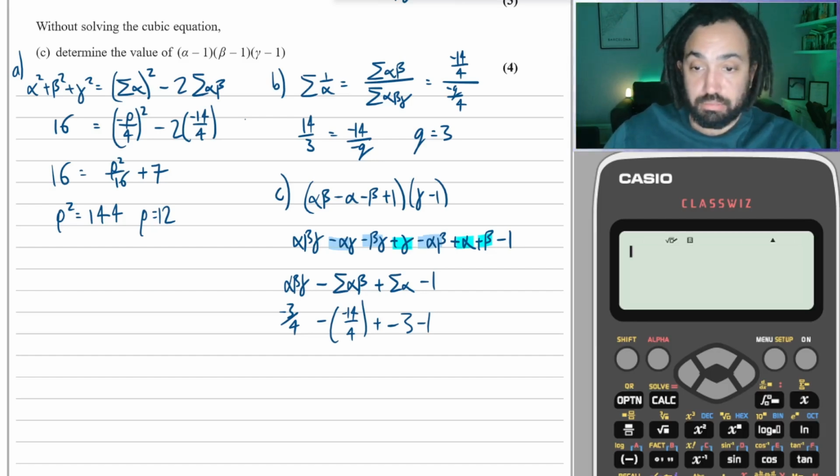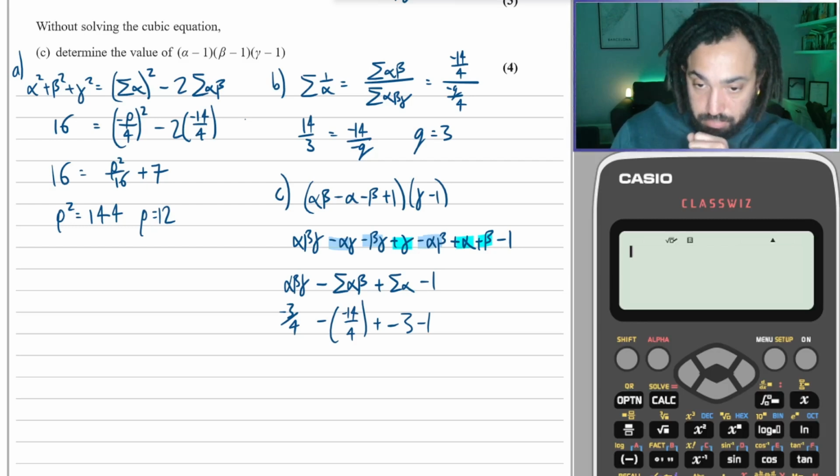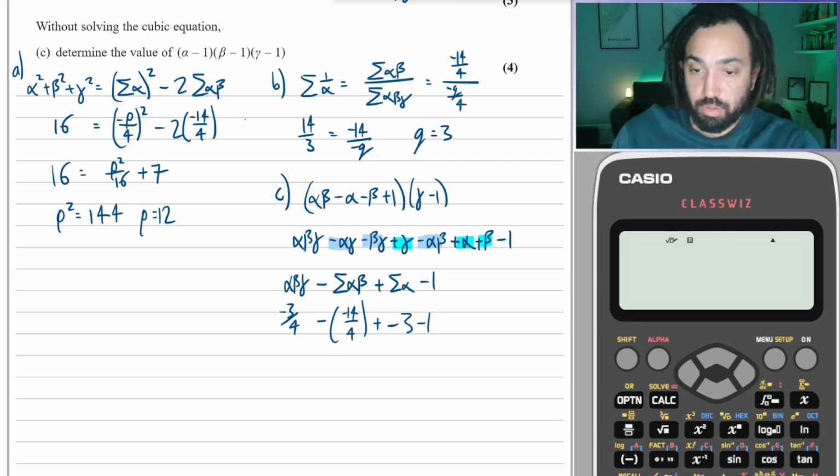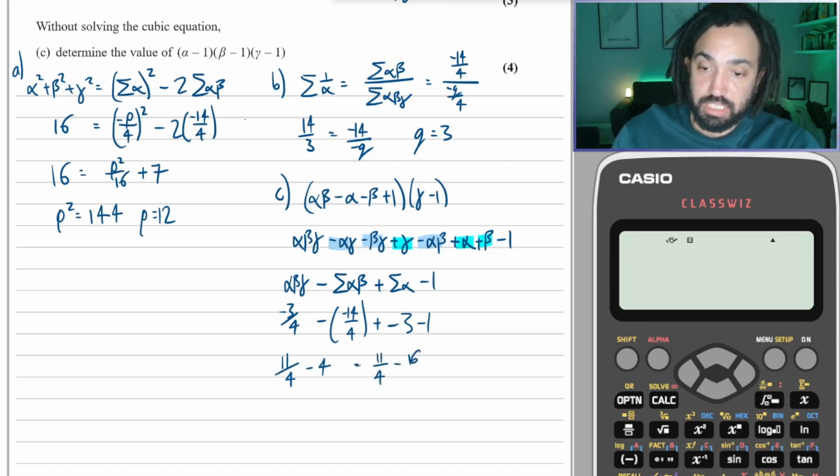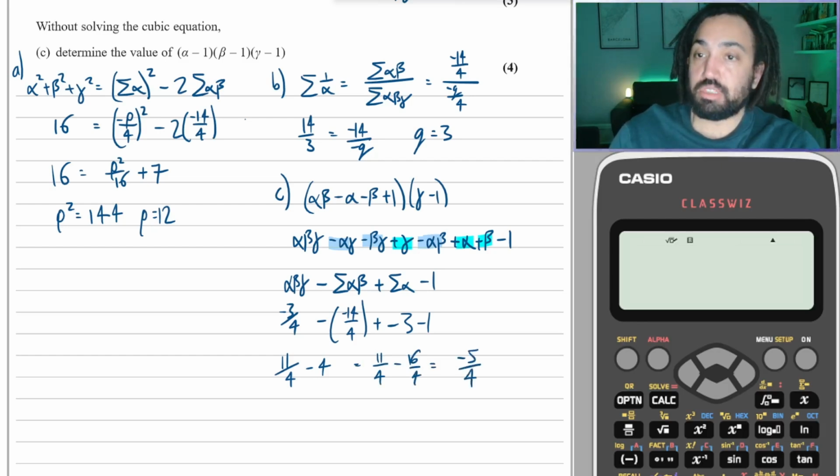Okay. So what have we got here? We've got 14 over 4 minus 3 over 4 is 11 over 4. And we've got minus 3 minus 1 is minus 4. So that's 11 over 4 minus 16 over 4, which is minus 5 over 4. Bosh. Job done.